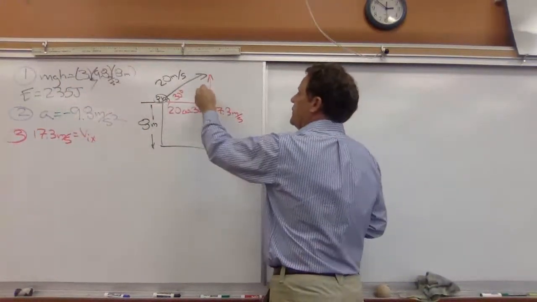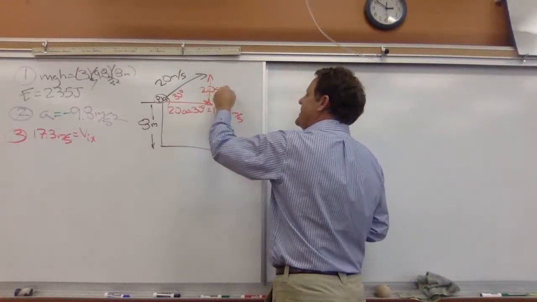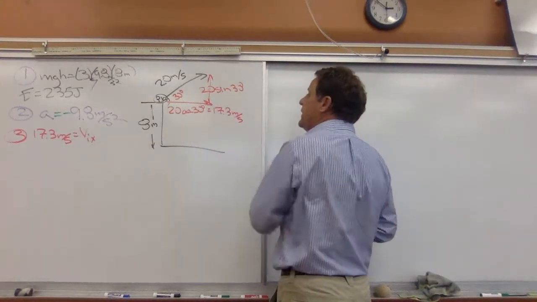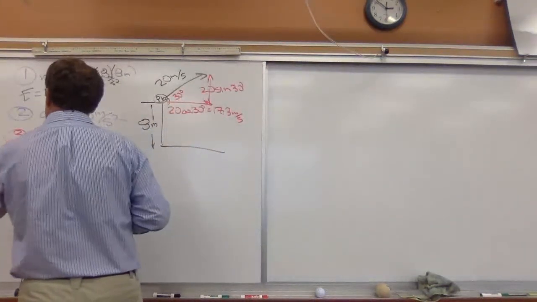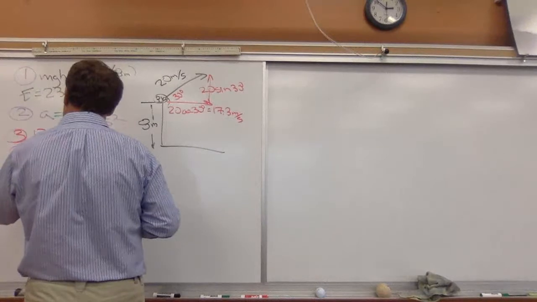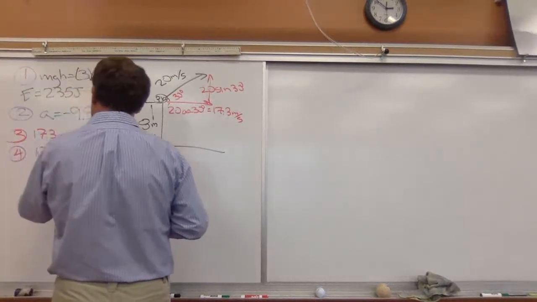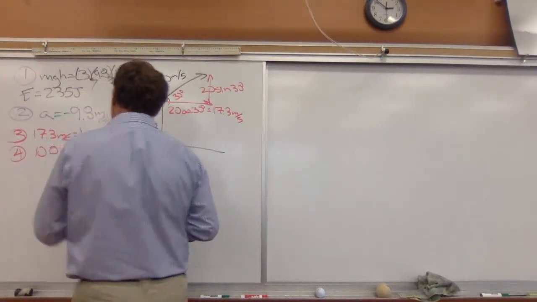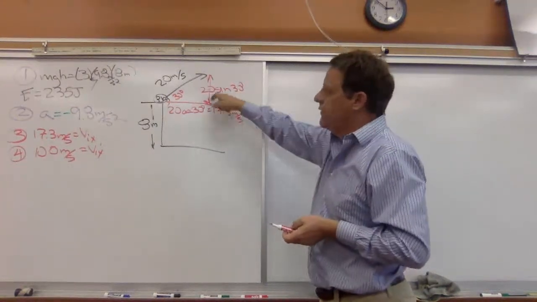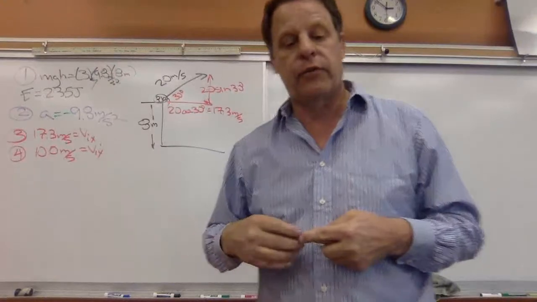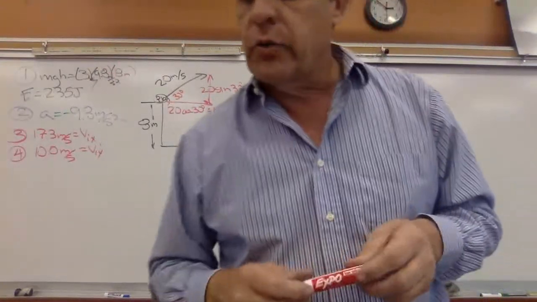And we're going to get something similar up here. We're going to have 20 sine 30, and that is going to be 10 meters per second, which is equal to VIY. Remember that the sine of 30 is a half, and a half of 20 is just 10. All right, our next question.